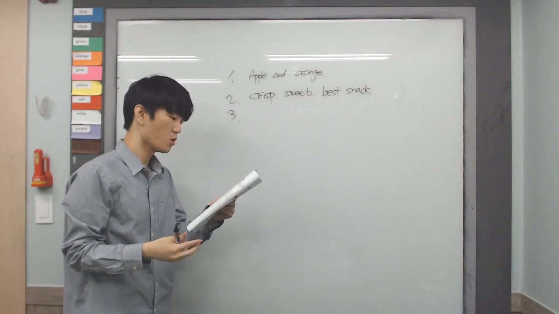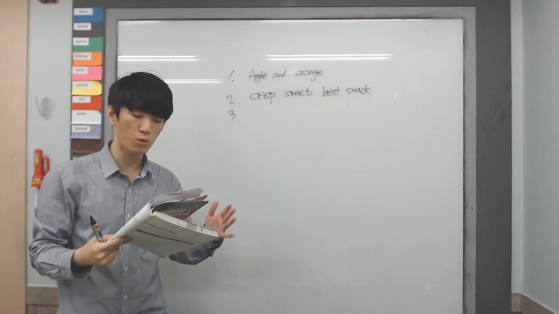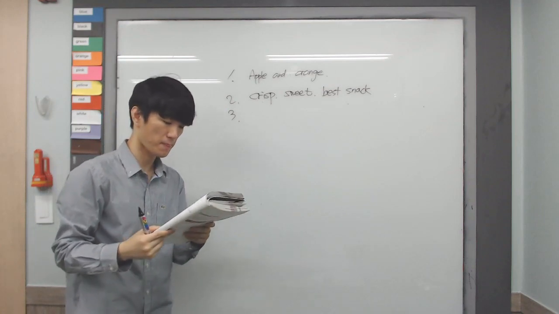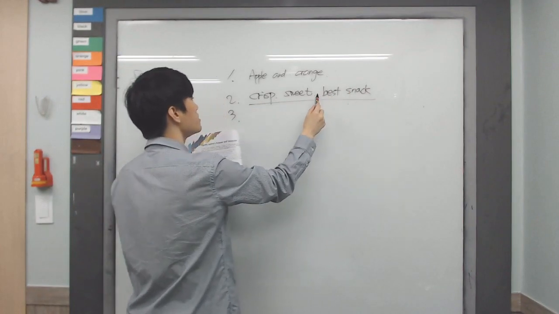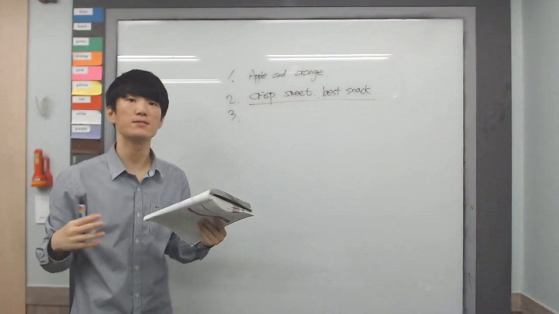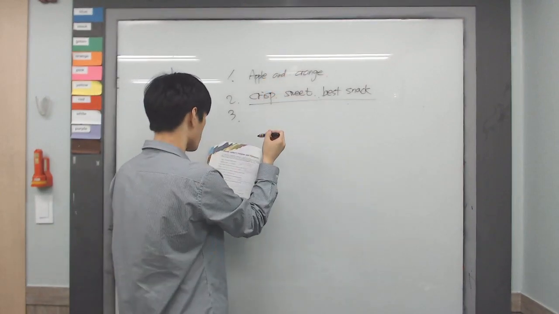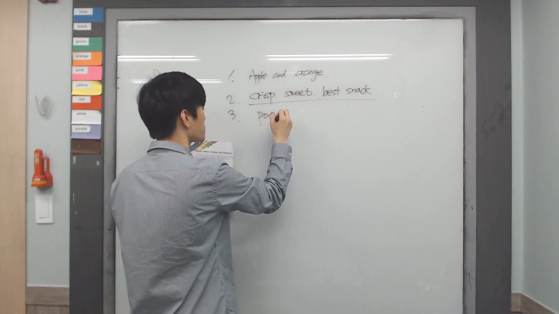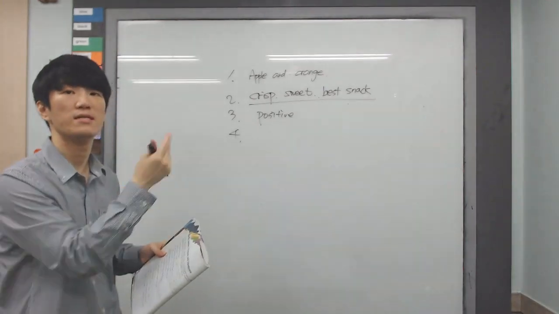Number 3. Are these positive? Positive means good. Good words, or negative, bad words. So this means number 2. So this is good or bad. It's easy, right? These are all good. So you can write down positive. This means good.